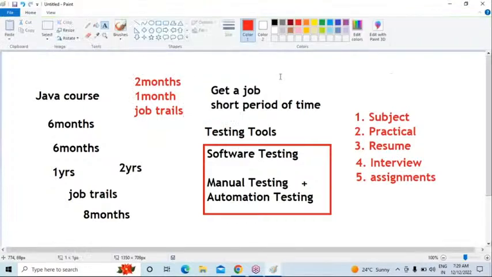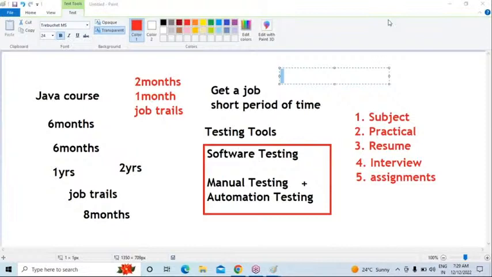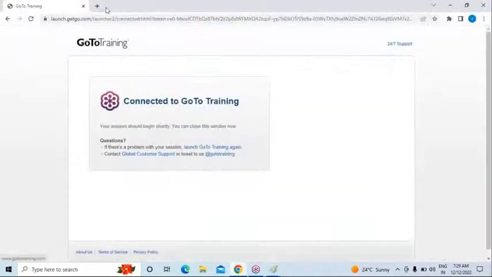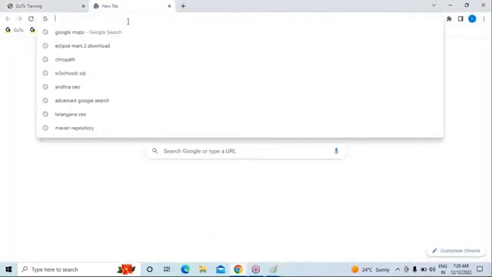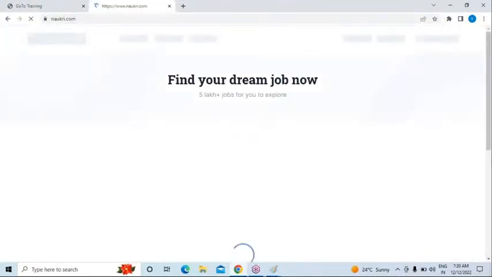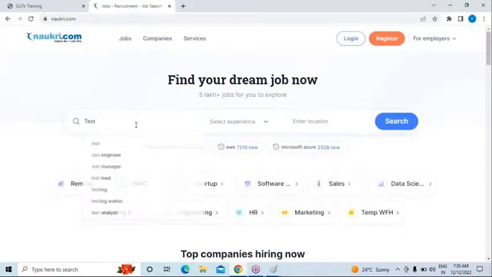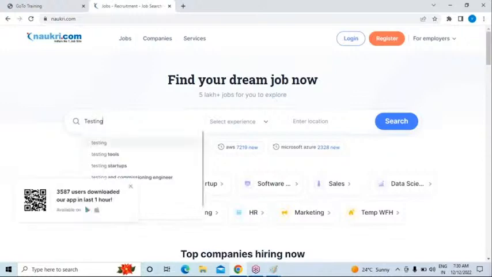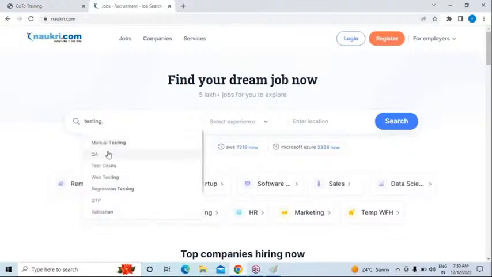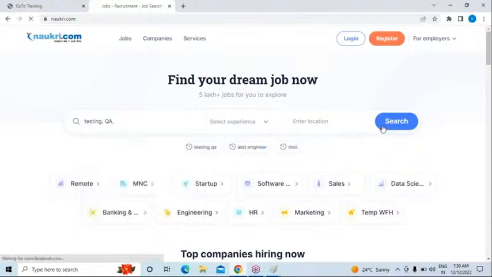Then, there is a boom for testing presently. Are there vacancies or not? How will you come to know that? Now, simply open the Naukri website, and here you can search for the skill set like testing, QA. So you can add manual testing and QA or like that, and simply click on the search button.